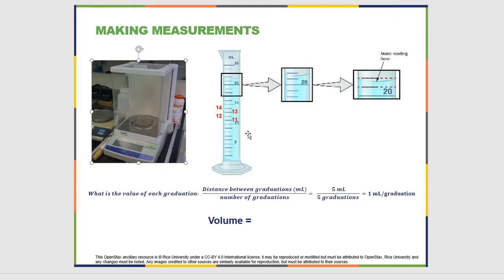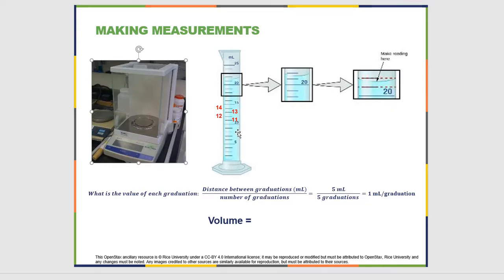So let's say that we want to measure this volume right here. And I've done the graduations down here because they didn't fit in well with this black box here showing that we're zooming in. So let's go ahead and do this. The first thing is we want to find the value of each graduation. So we need to look for the distance between the two lines. So the distance between here and here in milliliters is 5. 10 to 15 is 5 milliliters.